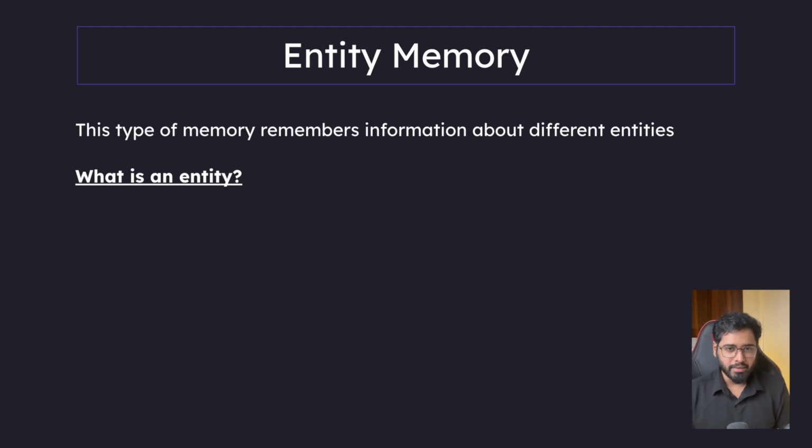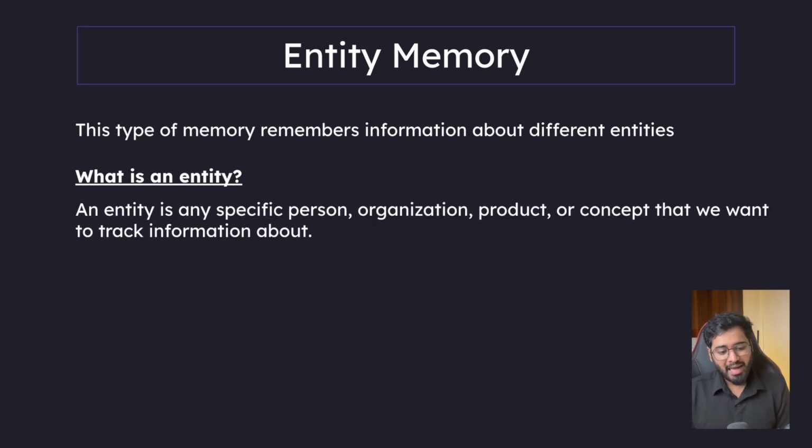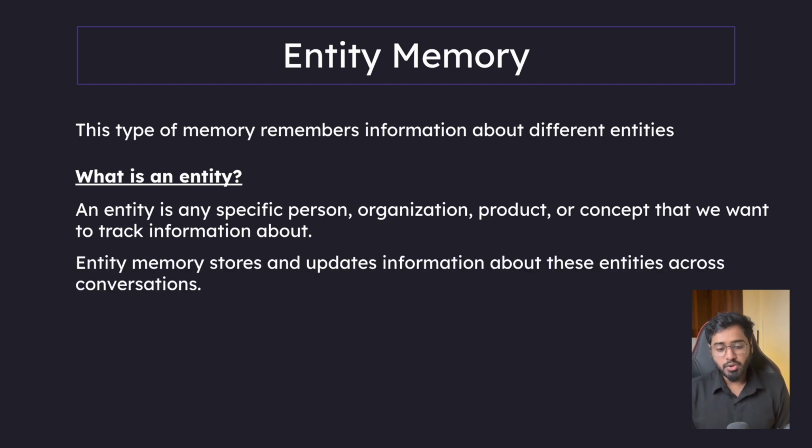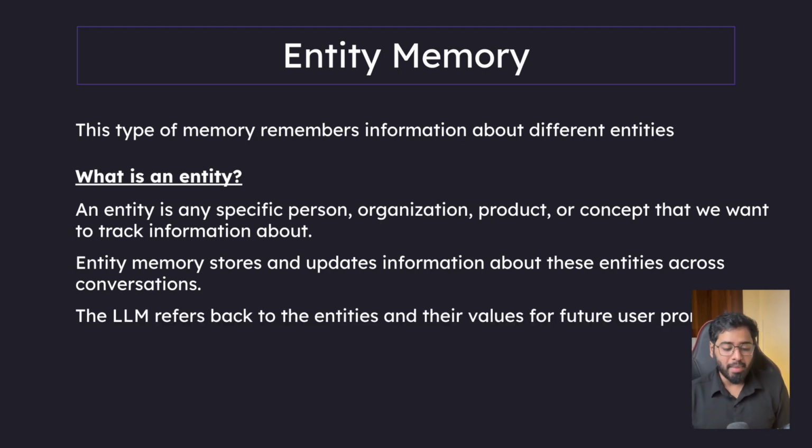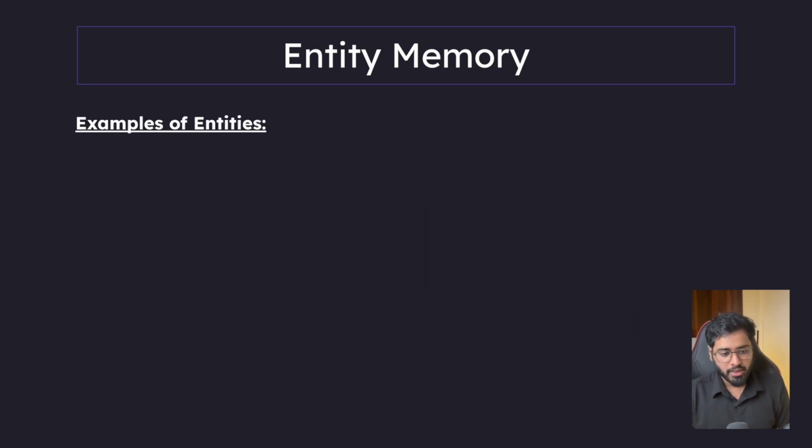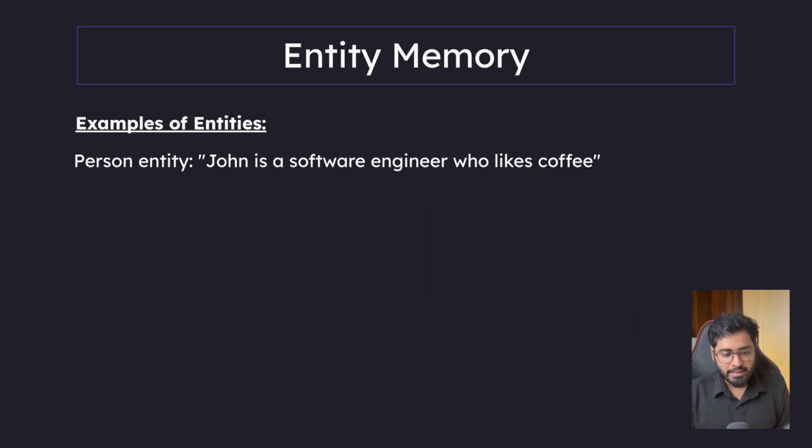Let's try to understand it better so that we'll be able to see exactly what is the problem that entity memory solves. So an entity is any specific person or an organization or a product or concept that we want to track information about. Okay, so entity memory stores and updates information about these entities across conversations. The LLM refers back to the entities and their values for future user prompts. Okay, so I'll give you some examples of entities as well.